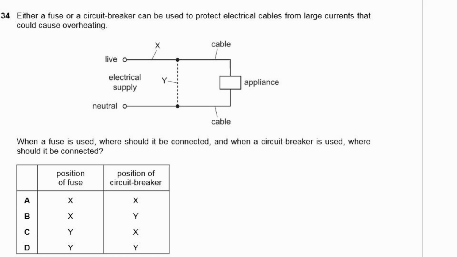Right, well, both the fuse and the circuit breaker should be connected in the live wire really as early as possible. We're protecting the electrical cables from large currents, so we want to have it as early as possible so that we don't damage the wires in the house, the cables in the house. Okay, so both of them should be as early as possible, both of them should be in the live wire, and both of them should be at point X. So that is option A.